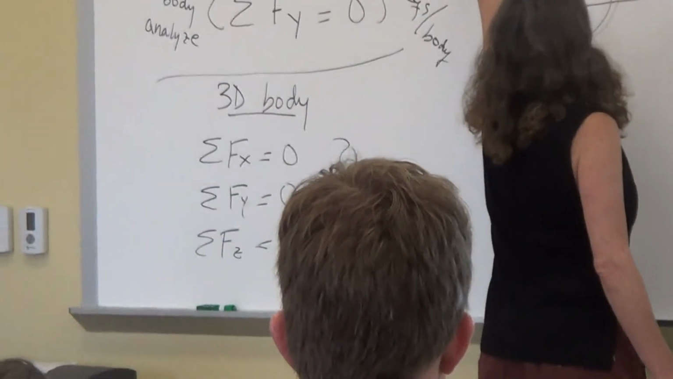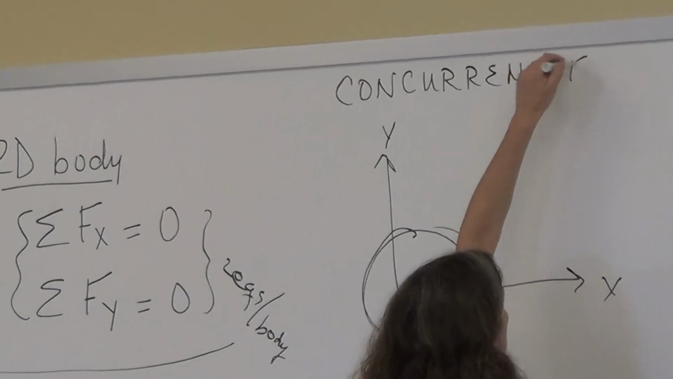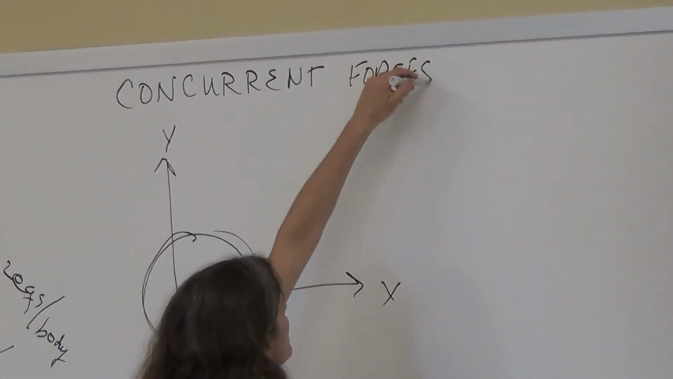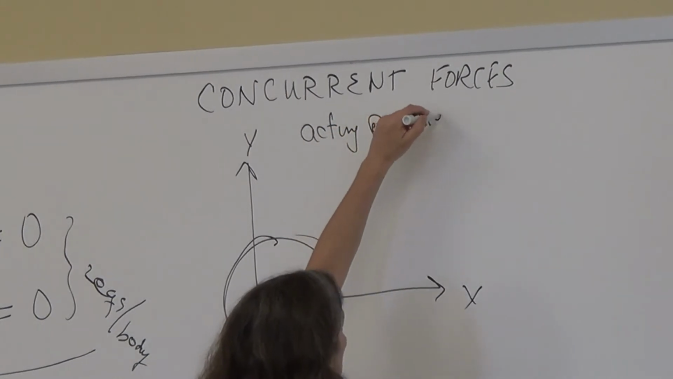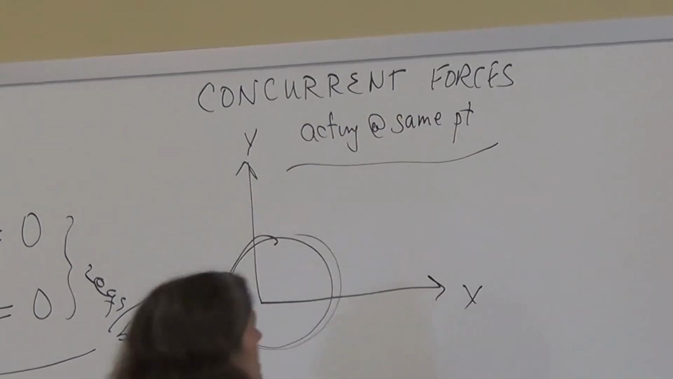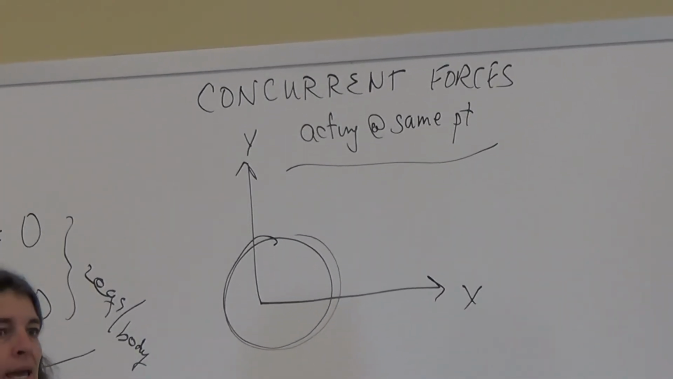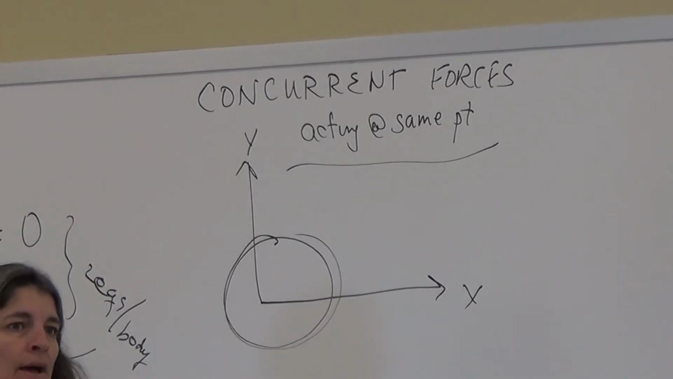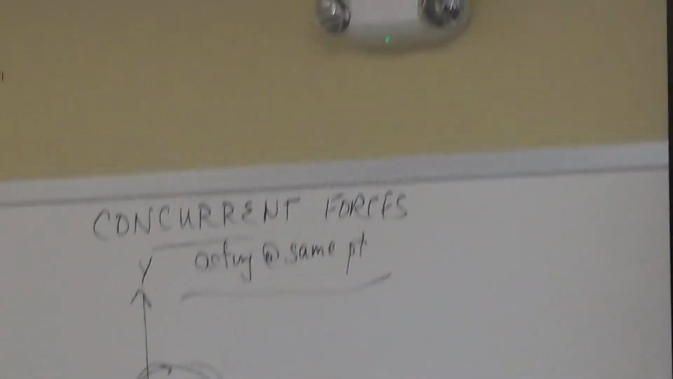And right now, we're only dealing with concurrent forces. What's concurrent forces? Forces acting at the same point. That means there's no possibility that it's going to rotate, right? So I can't do sum of the torques equals 0 yet. I have to wait. Right now, the forces are only concurrent, so I only have force equations. So let's go back to this.